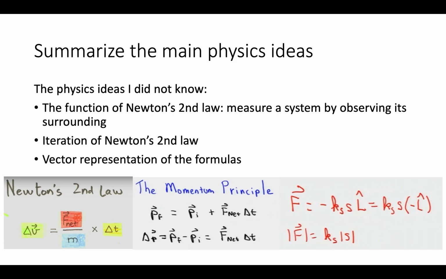And the second idea is the iteration of Newton's second law. Previously, I just did a one-time calculation of Newton's second law. But this lecture teaches me to do multiple calculations by plugging in different velocities at different times. That makes the calculation more accurate.